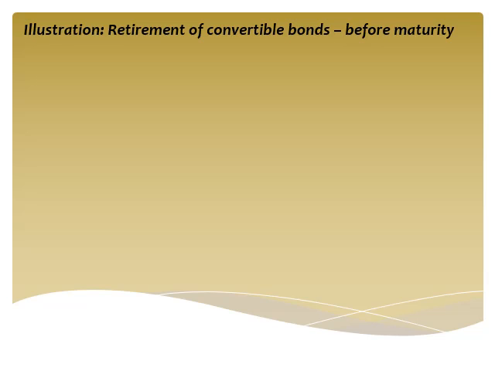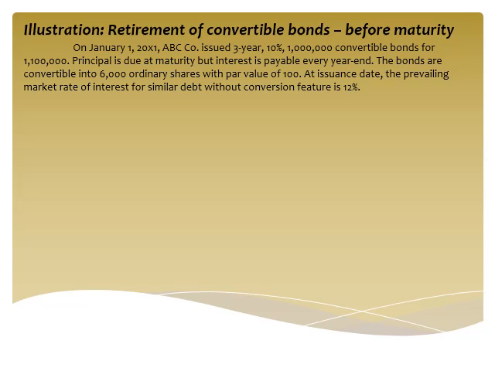Illustration, retirement of convertible bonds before maturity. On January 1, 2001, ABC Company issued 3-year 10%, 1 million convertible bonds for 1.1 million. Pwede kasi to na-retire yung convertible bonds before maturity. So, wala pang maturity date, binayaran na ni company si bondholders. So, hindi na i-convert ni bondholders.